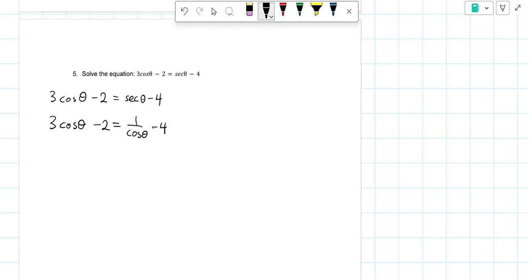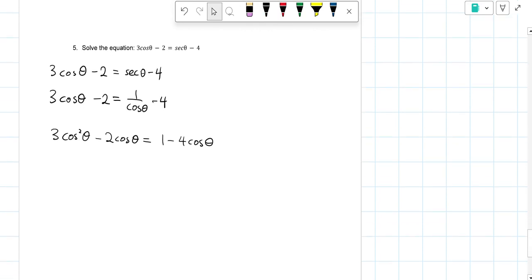So therefore, I'm going to multiply both sides by cosine of theta, which then I get 3 cosine squared of theta minus 2 cosine theta is equal to 1 minus 4 cosine of theta. I said I multiply both sides by cosine of theta. Now let's collect like terms. 3 cosine squared theta plus 2 cosine theta minus 1 is equal to 0.